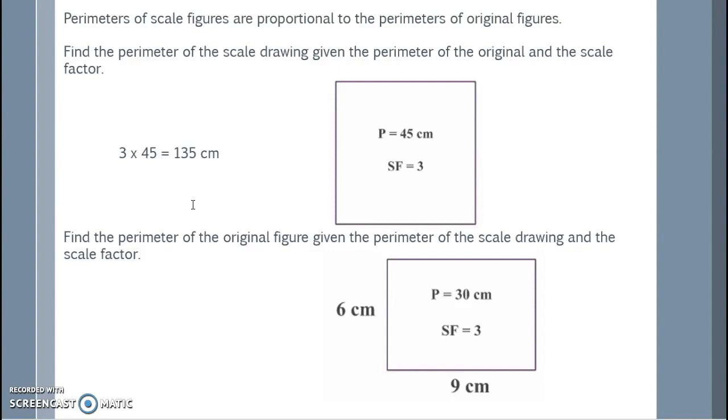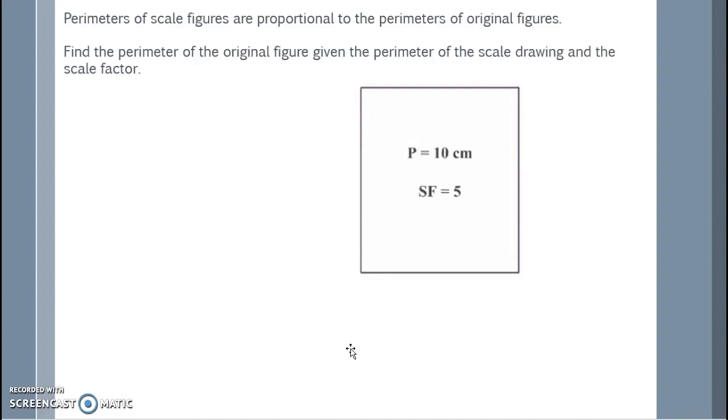Find the perimeter of the original figure given the perimeter of the scale drawing and the scale factor. So this is now scaled. We want to know what the original one is. So instead of multiplying, we will divide. 9 divided by 3 is 3 for one of our sides. The second side would be 6 divided by 3, so 2. And then the perimeter, 30 divided by 3, would be 10.